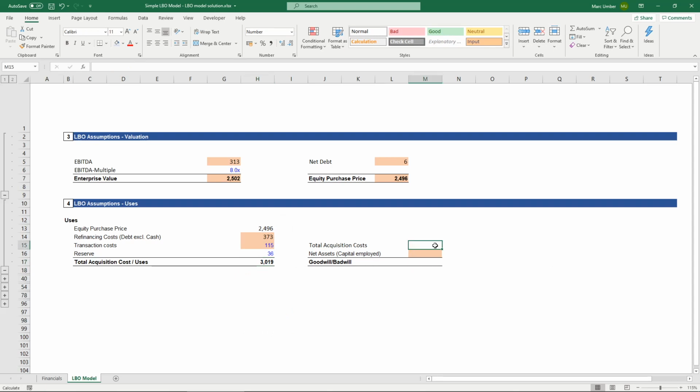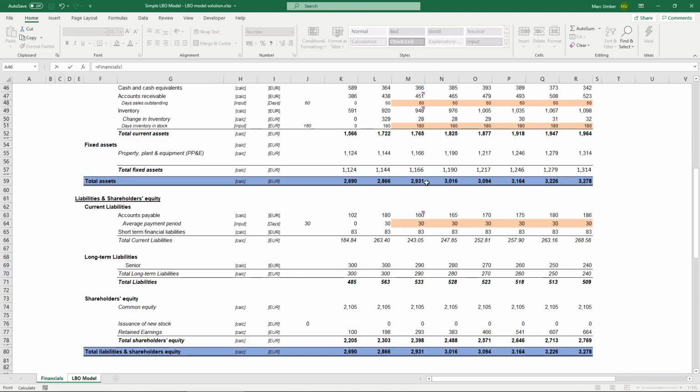Since the LBO transaction will pay the market price for the equity and the debt, there typically is a big difference between the market price and the book value. We need to introduce a goodwill. And for this, we need the total acquisition costs, and we need to subtract the net asset, also called the capital employed. The capital employed in its simplified version is the total assets, which is the sum of all book values, minus the current liabilities.